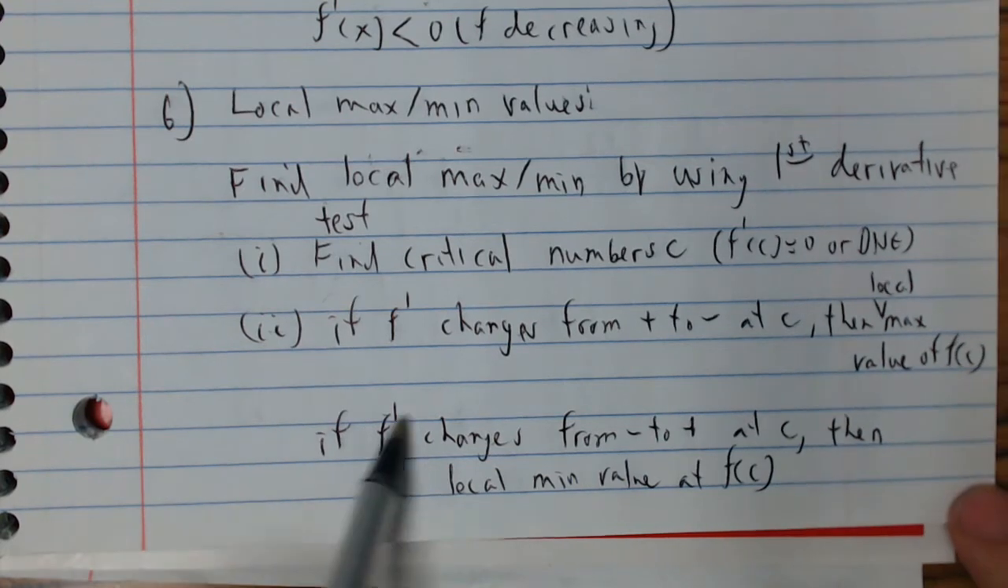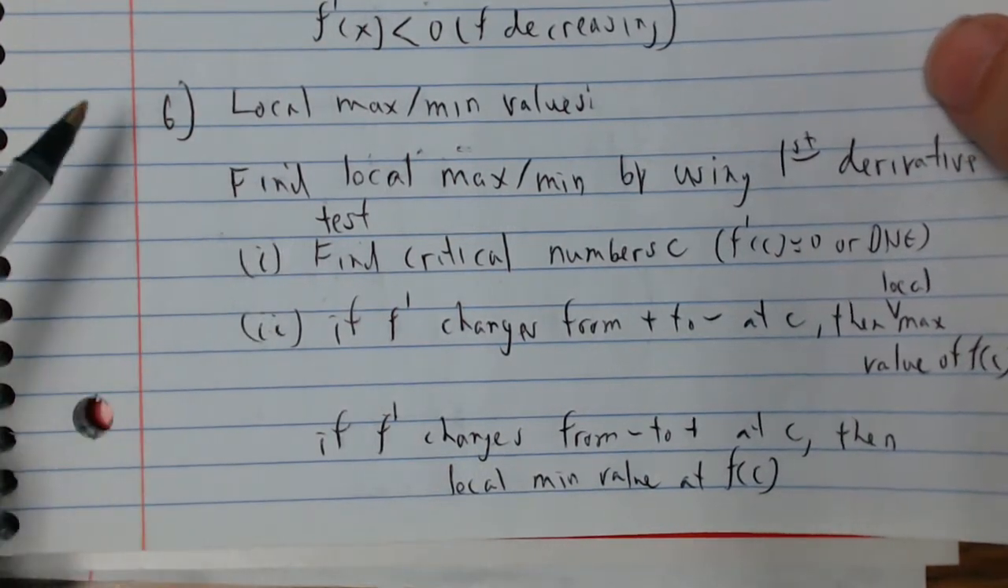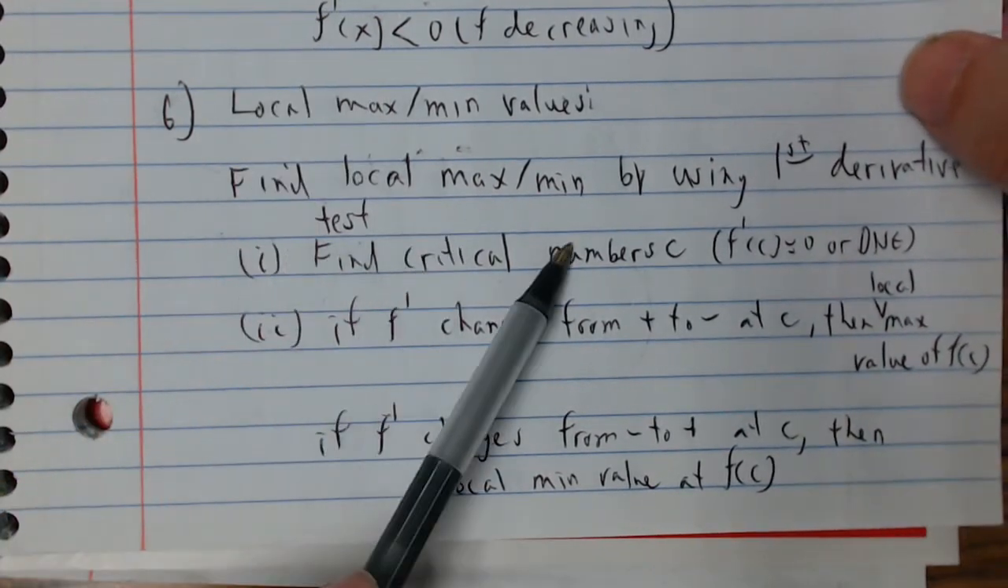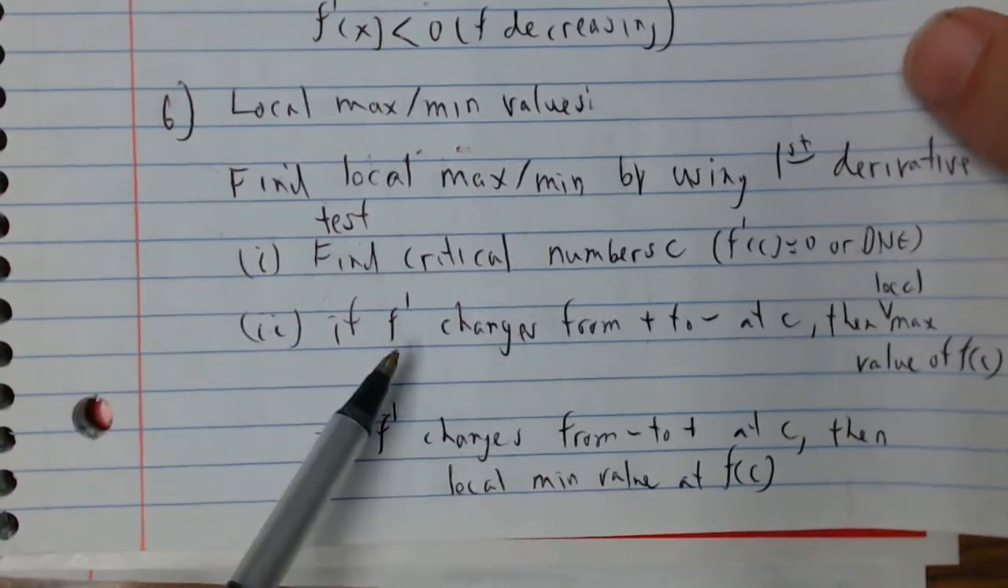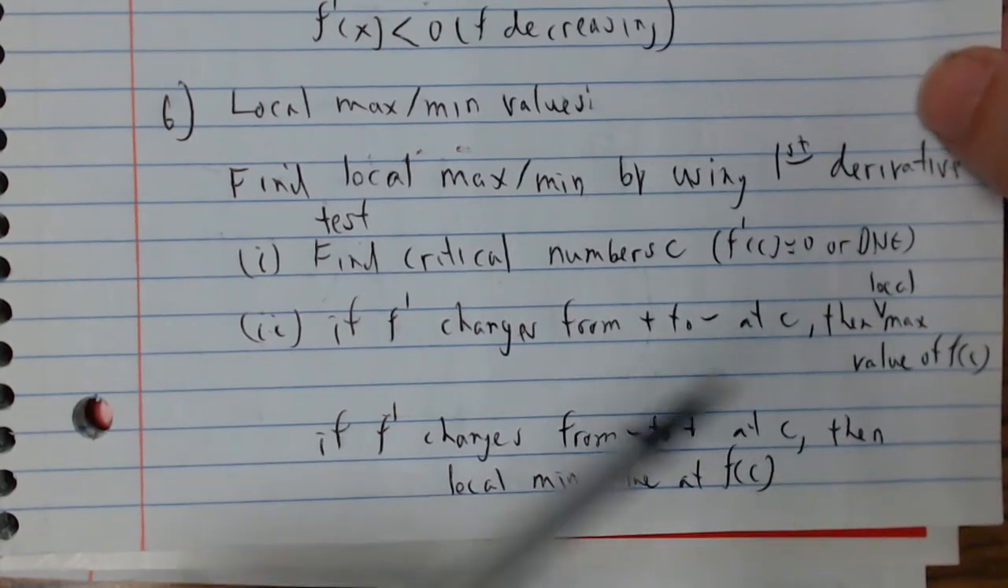Okay, but like I said, step 6 we kind of get for free out of step 5, so it's not that you have to do step 6 and start all over again. Since you've done step 5, just look at your critical numbers. Does it change from positive to negative or negative to positive? If it does, then we have a local max or a local min.